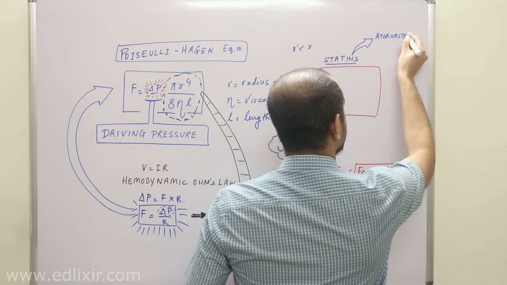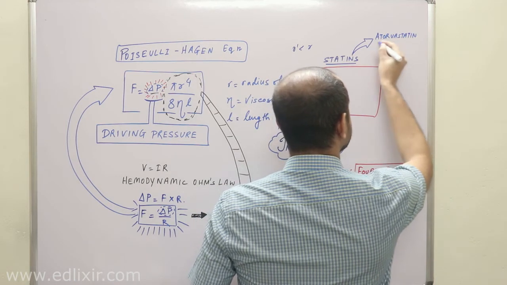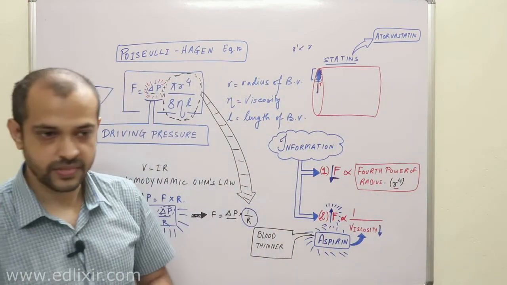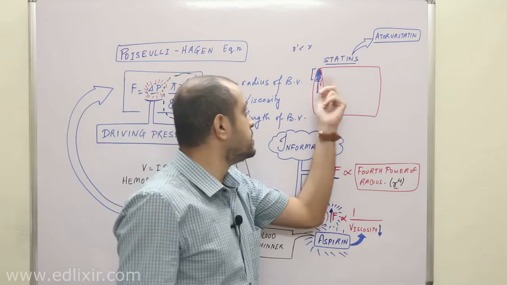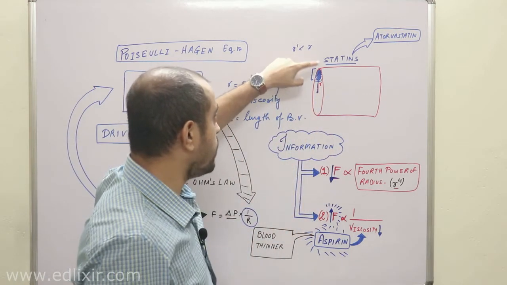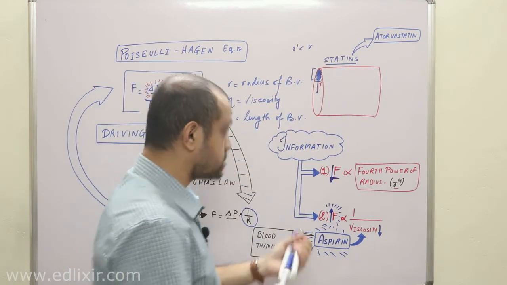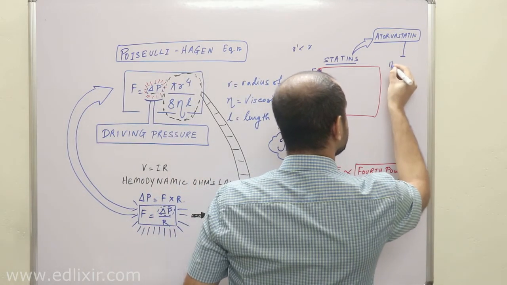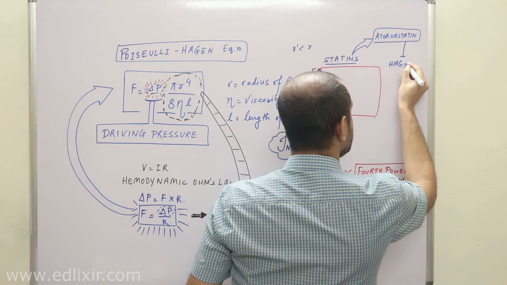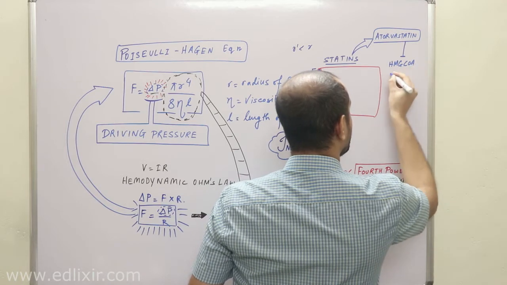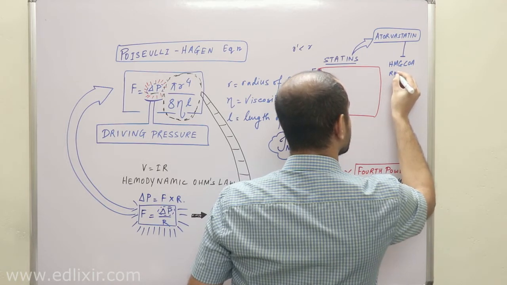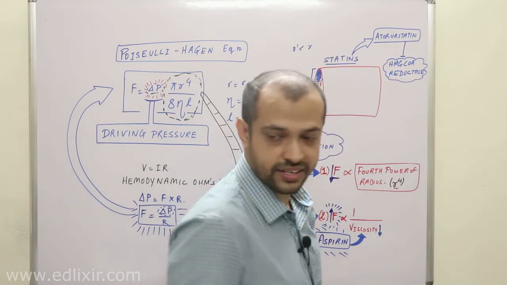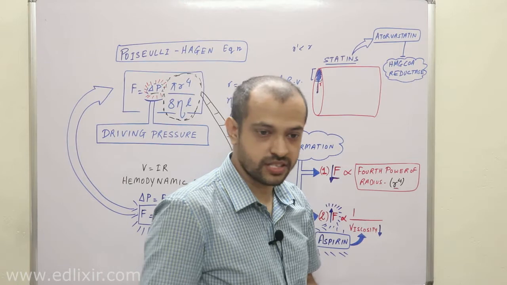Atorvastatin. Now listen, atorvastatin reduces the risk of heart attack by 20% in a human being. Clear? That means if you apply statins, atorvastatin actually blocks an enzyme known as HMG CoA reductase. Clear? Now what is the role of this HMG CoA reductase?